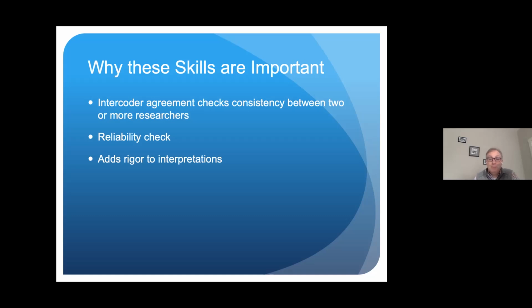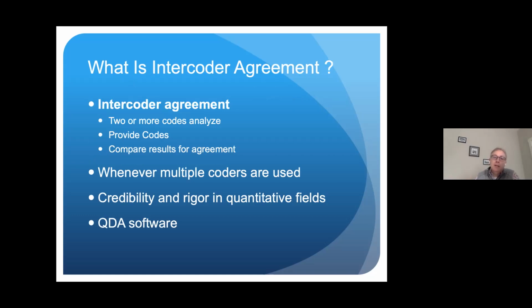Just thinking about that, different researchers are bringing a different perspective, and it is a way to keep some ideas in check, especially if you're really close to a topic, really close to data. Having other individuals look at it can be helpful. So in an intercoder agreement, by definition, two or more people are analyzing this, providing codes, and then comparing results for agreement.